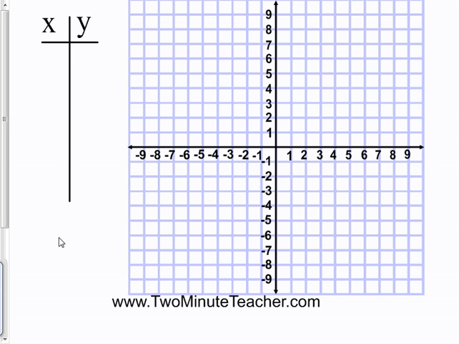Okay, we're talking about domain and range. This is probably the hardest part of today's lesson. That's why I'm doing a little 2-minute session on domain and range.